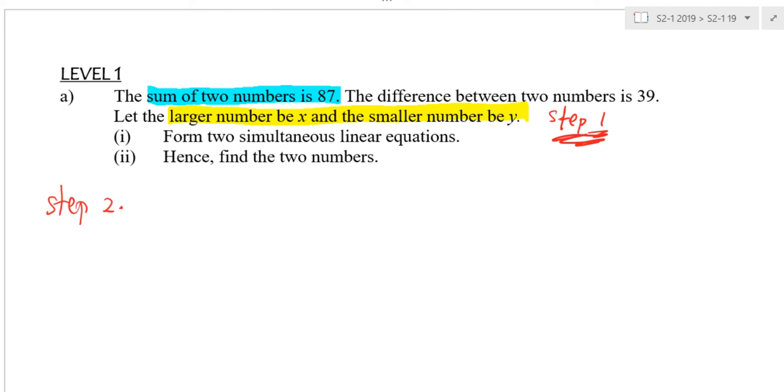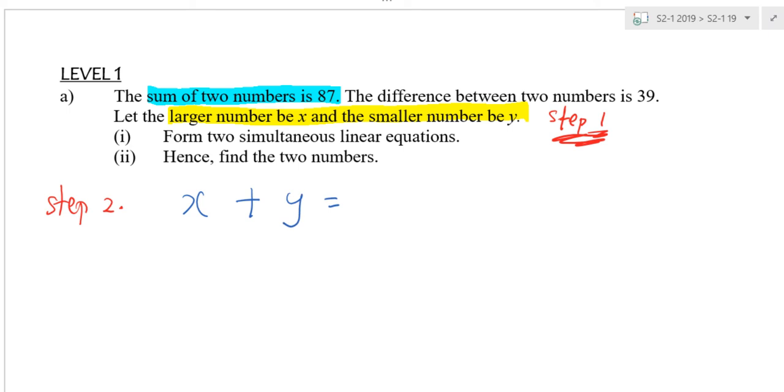4, 3, 2. Based on this blue sentence, the sum of two numbers is 87. How do I form the first equation? Who is not sure? Like totally no clue. Okay, Aisha, you want to help me? First, understand the word sum. Sum means what? Plus. Oh, that means over here I have something plus something is equal to something. Then they say sum of two numbers. What are the two numbers in terms of alphabet? X and Y. So I have X and Y.